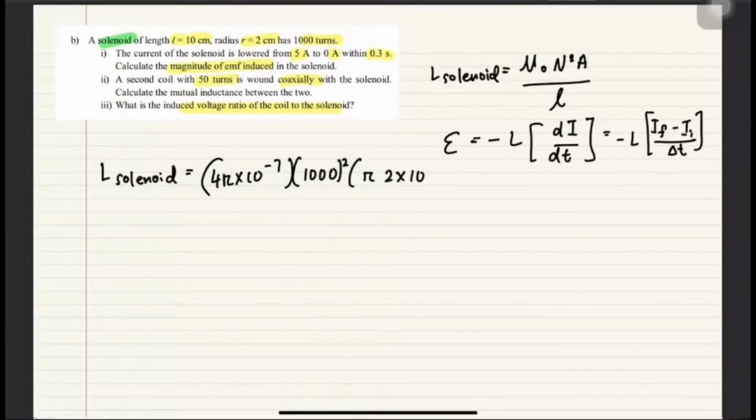Panjang sangat, saya terus bagi guys. So 2 divided by 100 is 0.02 square. L is equals to 10 cm, 0.1. I'm going to check the formula. Formula seems correct. Then you can solve.